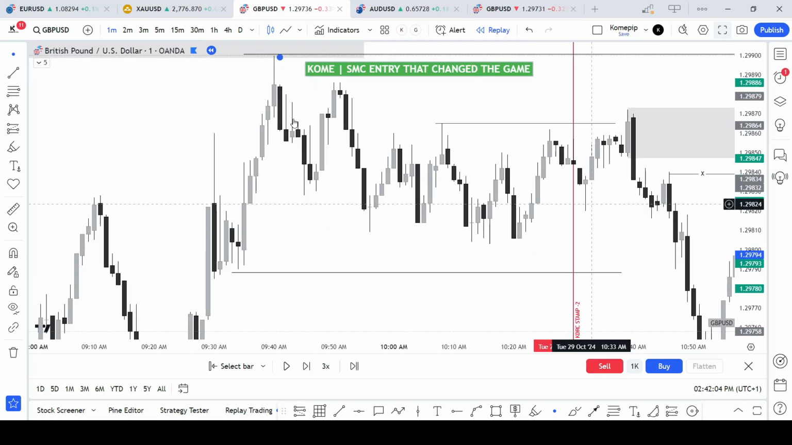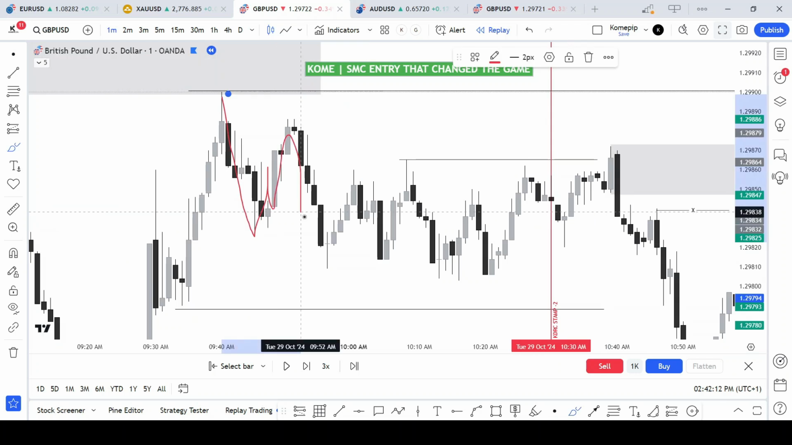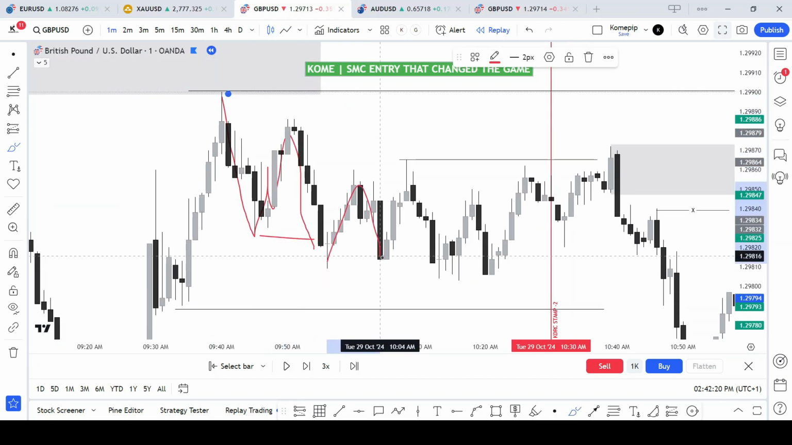Let me show you something else. We have this, we have this, we have this. And of course, by implication, we have this as a break of structure, right? So this low was still intact, so there is no structure there. Price came, mitigated this, gave entry.